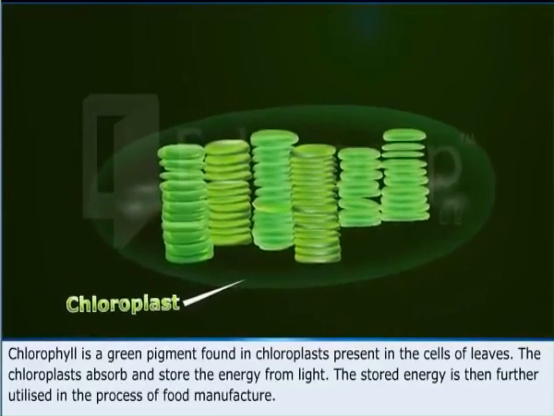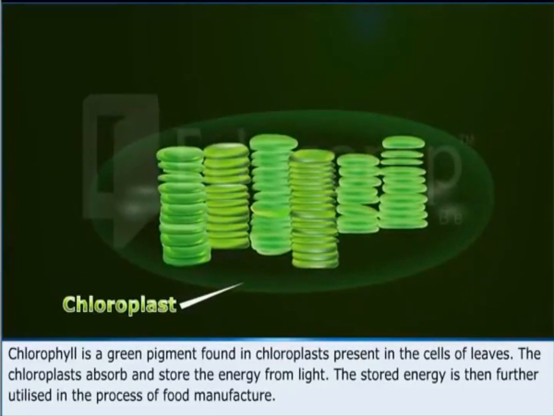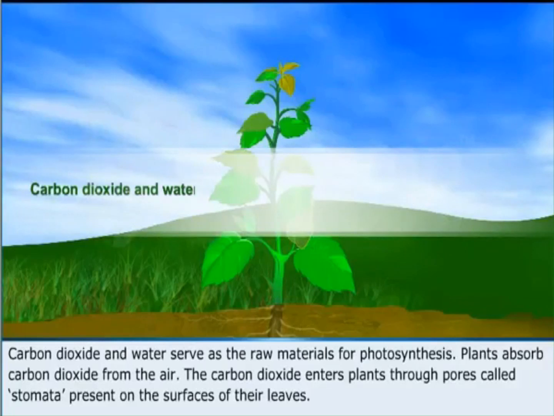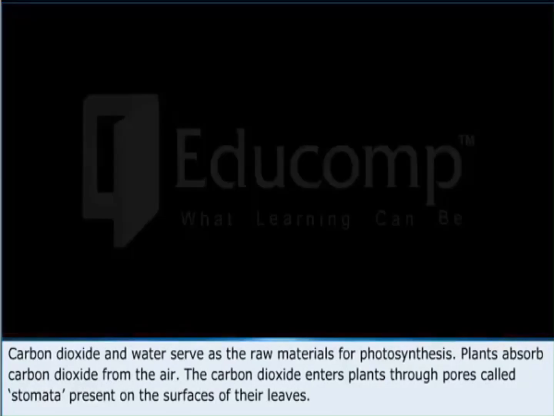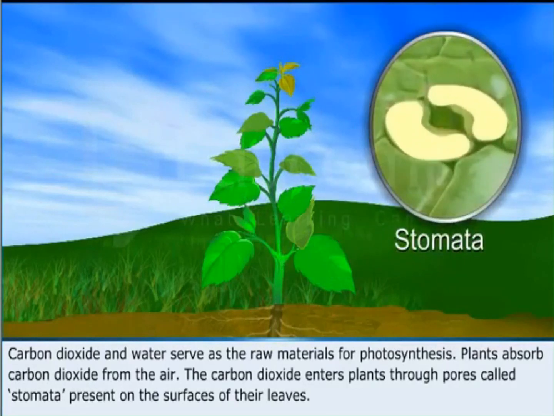The stored energy is then further utilized in the process of food manufacture. Carbon dioxide and water serve as the raw materials for photosynthesis. Plants absorb carbon dioxide from the air. The carbon dioxide enters plants through pores called stomata present on the surfaces of their leaves.